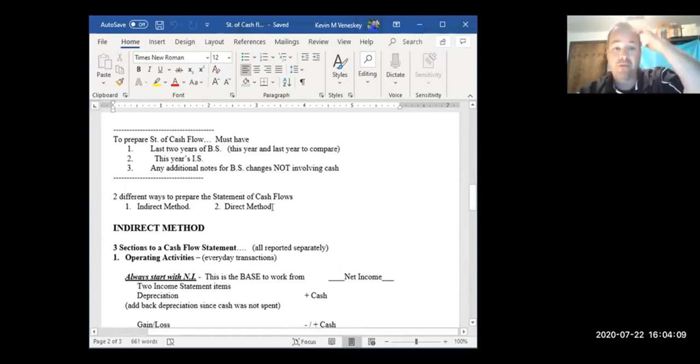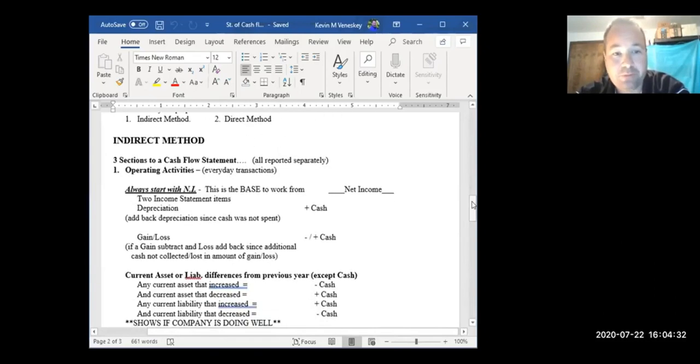Okay, there are two methods to doing the statement of cash flows, the indirect and the direct. We're going to focus on the indirect method the most, and then we're going to finish up with the direct method, and you're going to see that the difference only lies in one section out of three. The other two sections are pretty well identical. So when we start off with the indirect method, it has three parts, just like the balance sheet has three parts: assets, liabilities, and owner's equity. This one has three parts as well. They're just called something different. They're called the operating, the investing, and the financing.